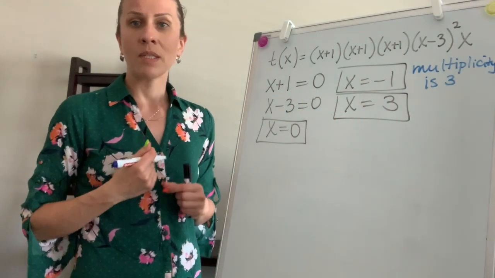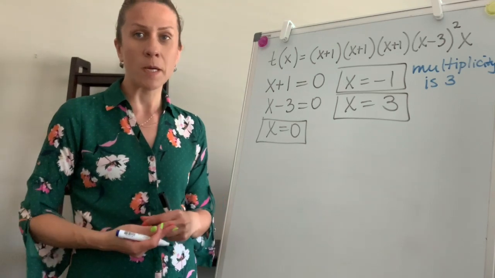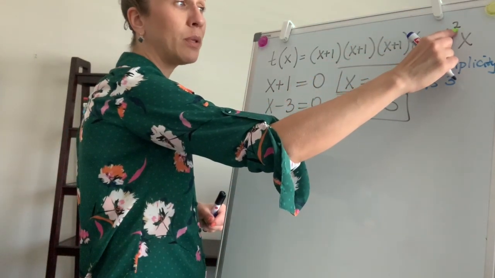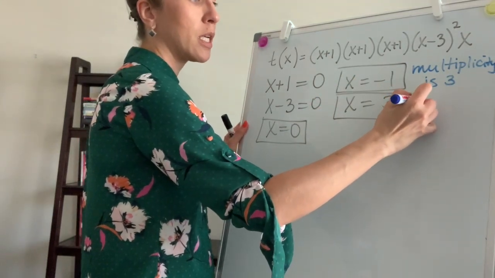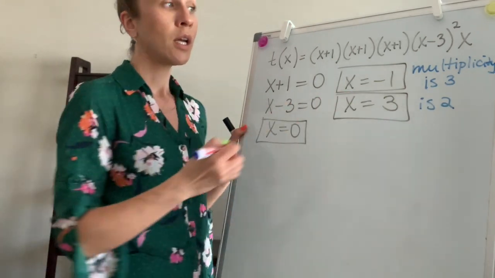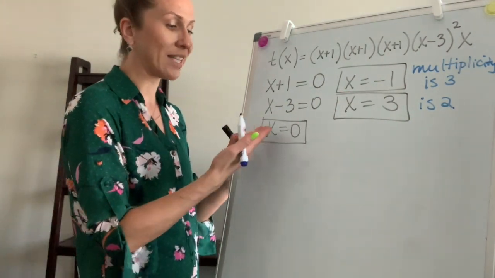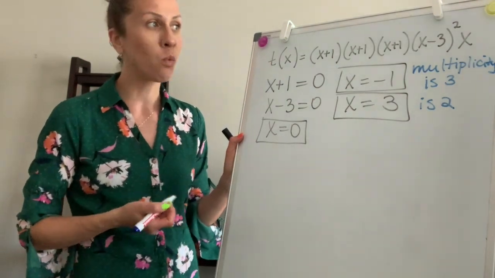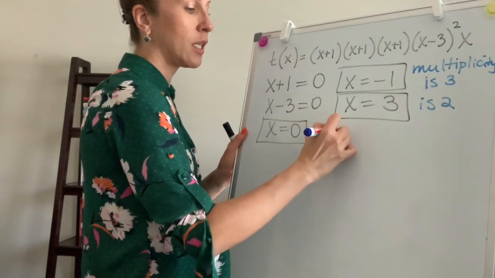How many times did the factor that produced this 0, x equals 3, appeared in our polynomial function? Looks like 2. So the multiplicity of this 0 is 2. Finally, how many times did the factor that produced the 0, x equals 0 for us appeared in our polynomial function? And the answer is 1, because it's x to the power of 1. So the multiplicity here is 1.